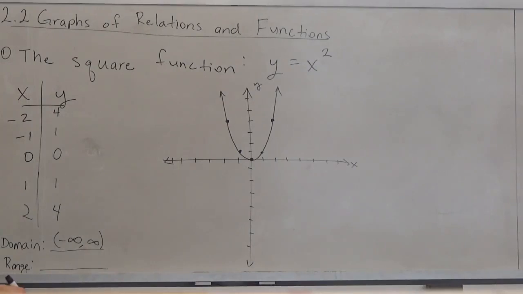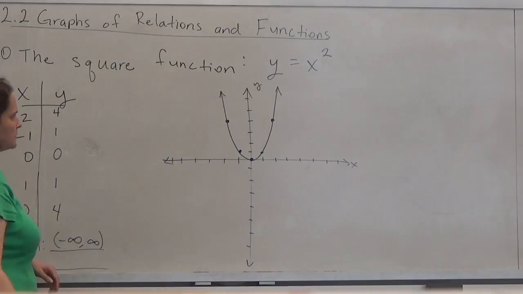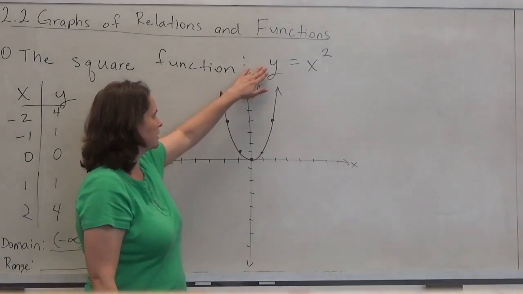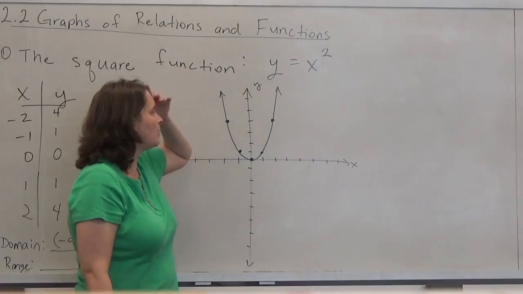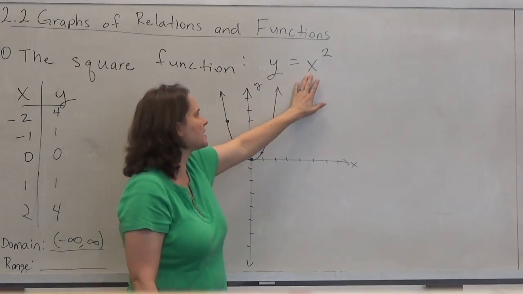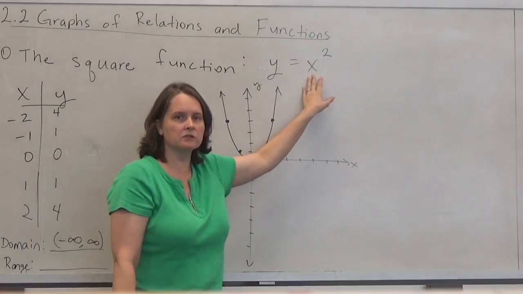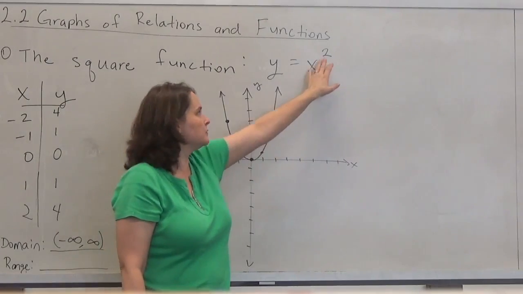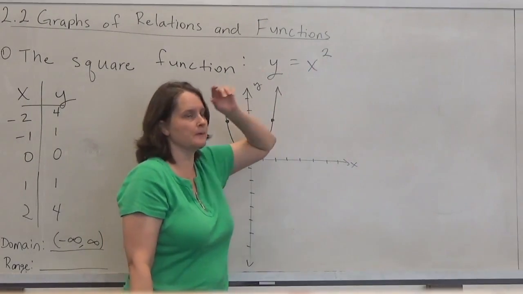For my range, I'm looking at all possible y values. So again, you can look at it this way with the graph. Just think about what happens if you start putting in numbers for x and squaring them. What kind of answers are you going to be getting back? Well, if you square it, you're only going to get positive answers back.